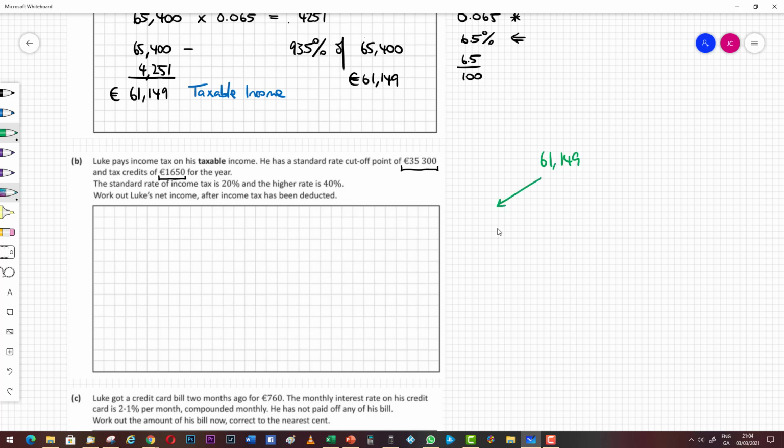All of this wages has to be taxed. Some of it is going to be taxed at the standard rate, which is 20%. And then the rest of it will be taxed at 40%. So how do we know how much will be taxed at each rate? Well, we're told that the cutoff point is 35,300. And so 35,300 of the 61,149 will be taxed at 20%, and then the rest of the wages, the balance of the taxable income, will be taxed at 40%.